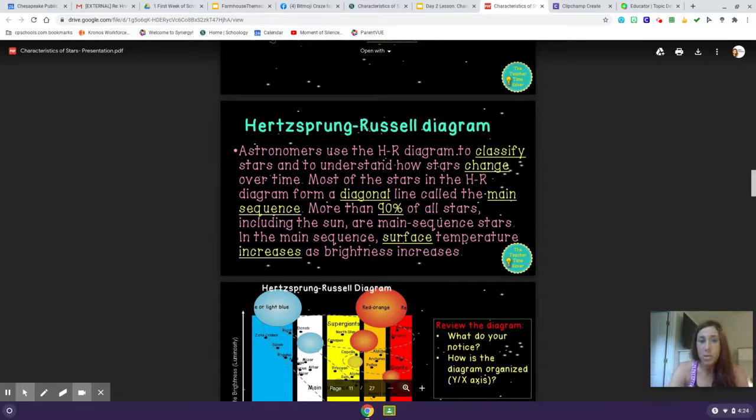Now, the majority of stars in the diagram form a diagonal line called the main sequence. And more than 90% of stars, including the sun, are main sequence stars. And stars that fall in that main sequence category, basically what happens is as the temperature increases, the brightness increases.